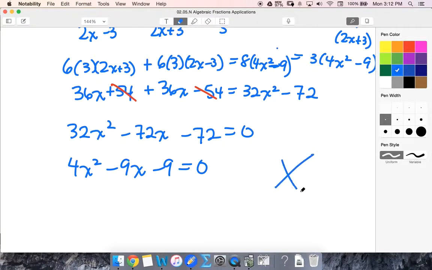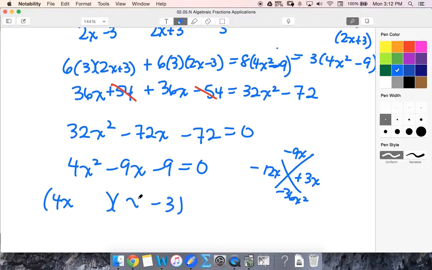I don't think this factors. Sum of negative 9x, product of negative 36x squared. Oh, it does. Negative 12x plus 3x. So 4x times minus 3. That'll be a single x. That'll be a plus 3. So 4 times negative 3 gives me my negative 12. 3 times x gives me my positive 3x equals 0. X is negative 3/4, or x is 3.